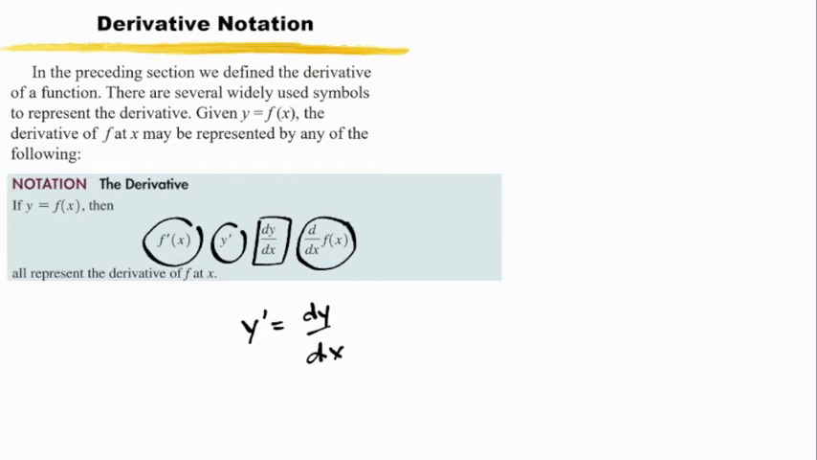So y prime is the same as dy dx. Or instead of f prime, we can say that f prime of x is the same as d dx of f of x. So these are all equivalent forms of the notation of the derivative, and if you see any of them, it means to find the derivative of the function given to you.